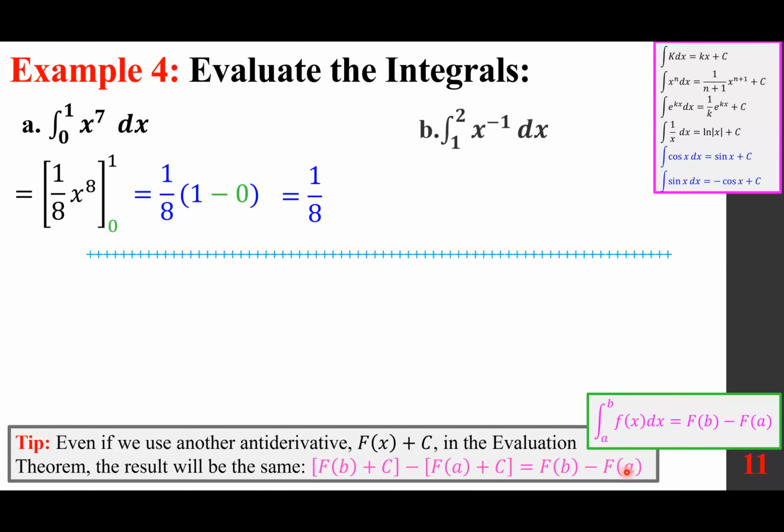Let's look at this one. In order to come up with that, I hope you remember that x to the power of -1 or 1/x are the same. So this is the same as 1/x, everybody.